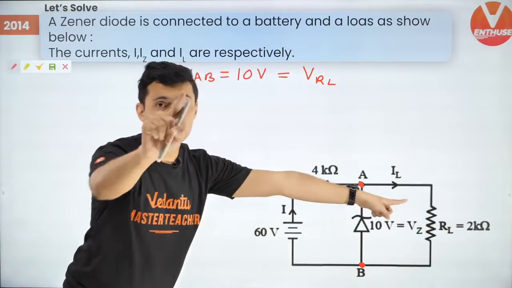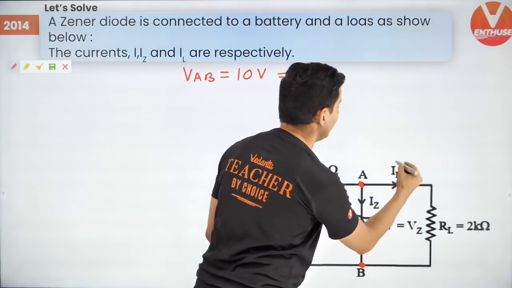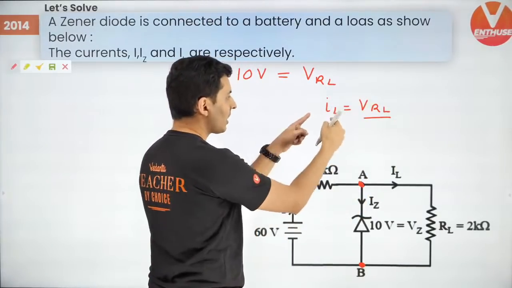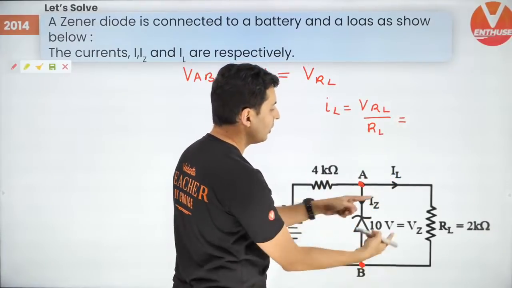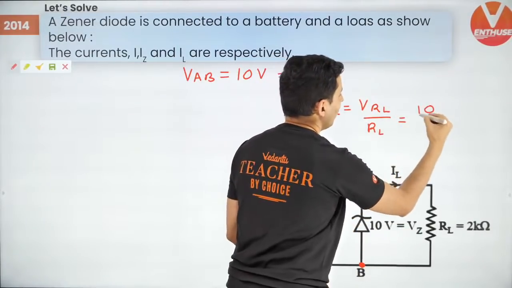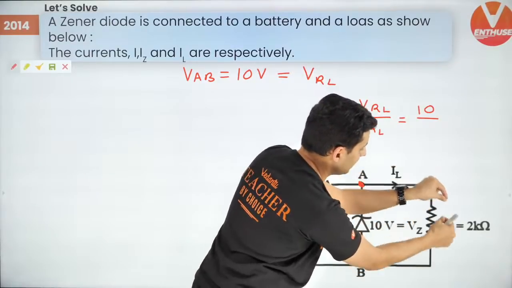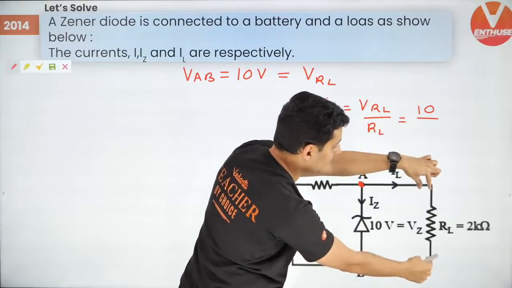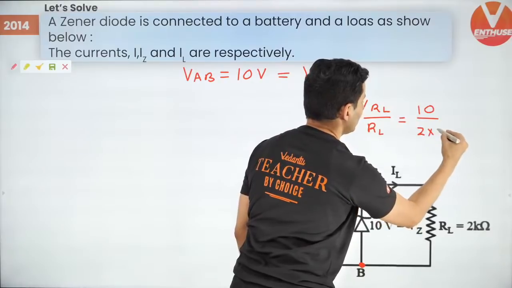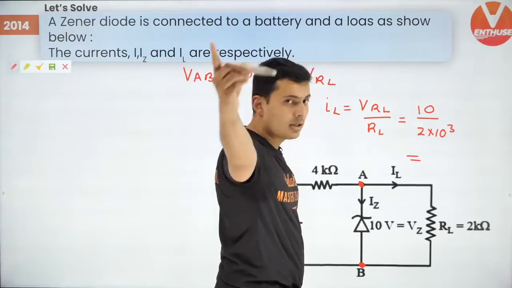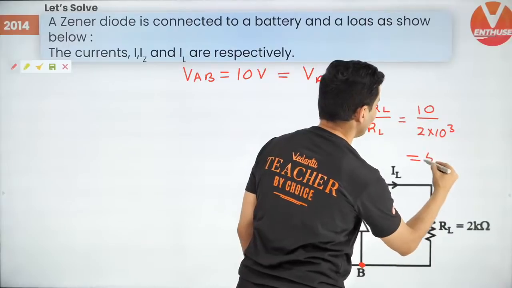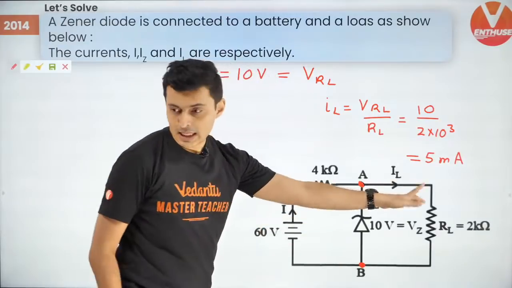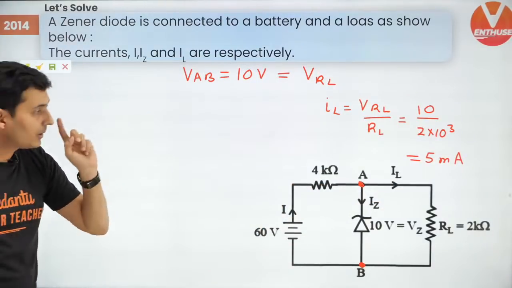Now if the voltage across RL is 10 volts, I can easily find this IL. IL is the voltage across that resistance upon the resistance itself. So the voltage, how much is it? 10. What is the resistance? Think about it. The current is flowing like this. The voltage is the same, 10 volts here, 10 volts here. It's already broken down. So 2 kilo ohm, that means 2 into 10 to the power 3, which will make it how much? Come on, 10 by 2, 5. So 5 milliamperes. So 5 milliamperes is flowing here. Is that understood? Very good.